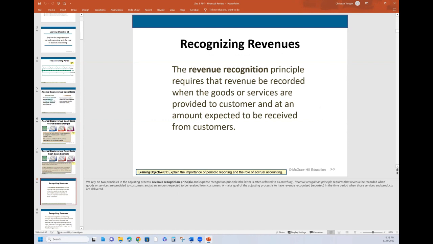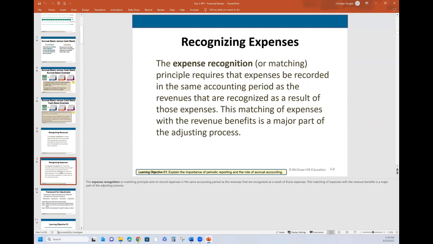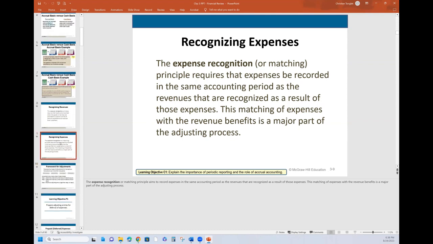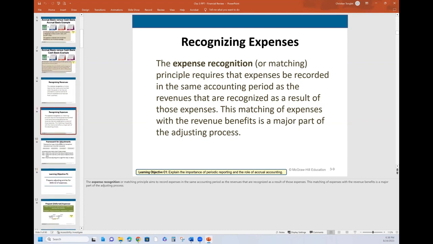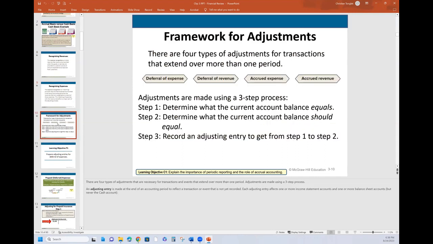All right, that's recognizing our revenues and recording them when they actually happen, or when we're expecting that we're going to receive the money and when we're going to have the sale from that customer. So we also have recognizing the expenses when they actually happen. And so we talked about the matching principle, but that's basically matching those expenses with the revenues.